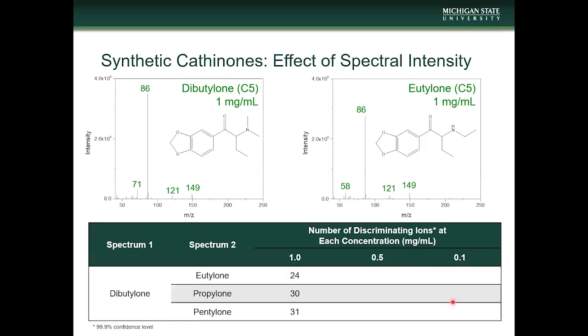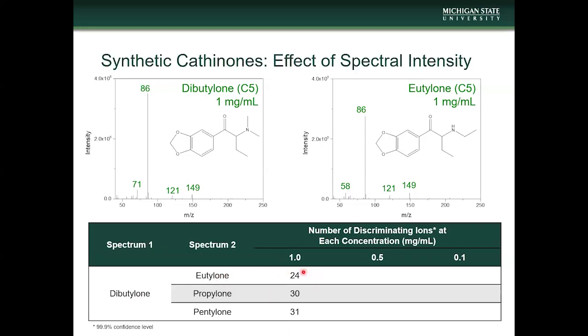Now, in another part of the work, we wanted to look at the effect of spectral intensity on the ability to associate and discriminate. So we had these compounds prepared at different concentrations. At the moment, the concentrations we're looking at are 1 mg per mol, 0.5 mg per mol, and 0.1 mg per mol. So we had dibutylone as an example, and that was kept at 1 mg per mol. And then we compared it to the other cathinones where we were varying the concentration from 1 to 0.5 to 0.1 mg per mol.